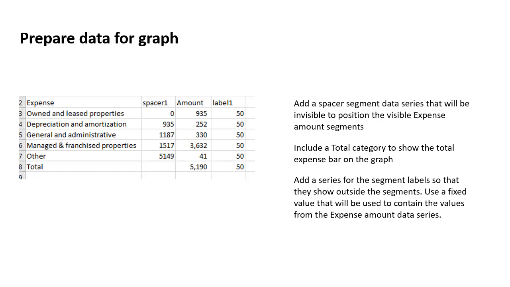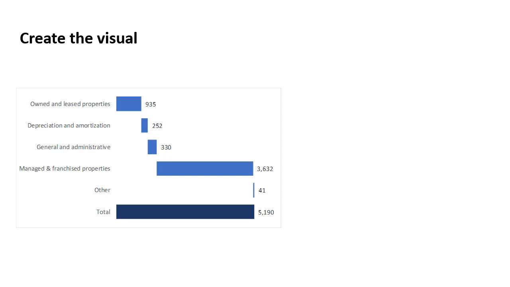So what I've done is add an invisible segment, the label 1 segment data series here, that will allow me to position the label outside. This uses a feature of Excel 2013 or above that allows you to have a data label from a different set of cells. So the visual that we create looks like this. It is a stacked bar chart, and you can see how visually it's easy to see how big each of these expense areas are compared to the total expense at the bottom.